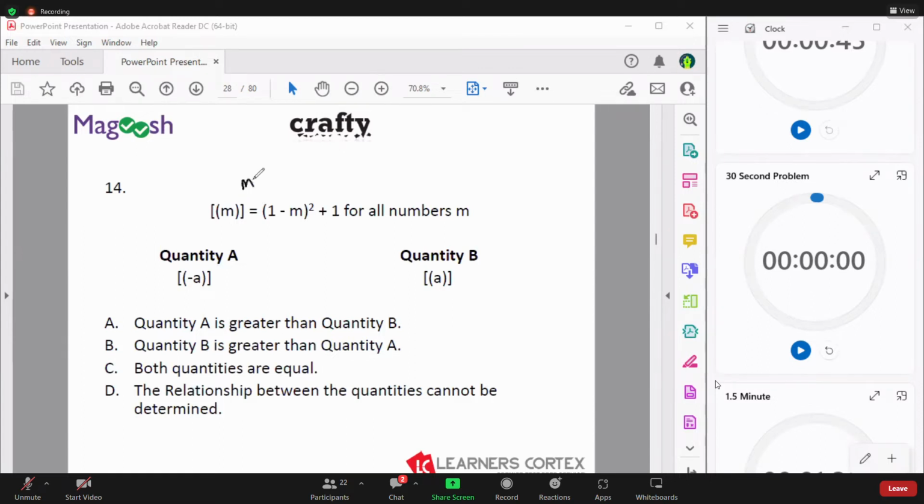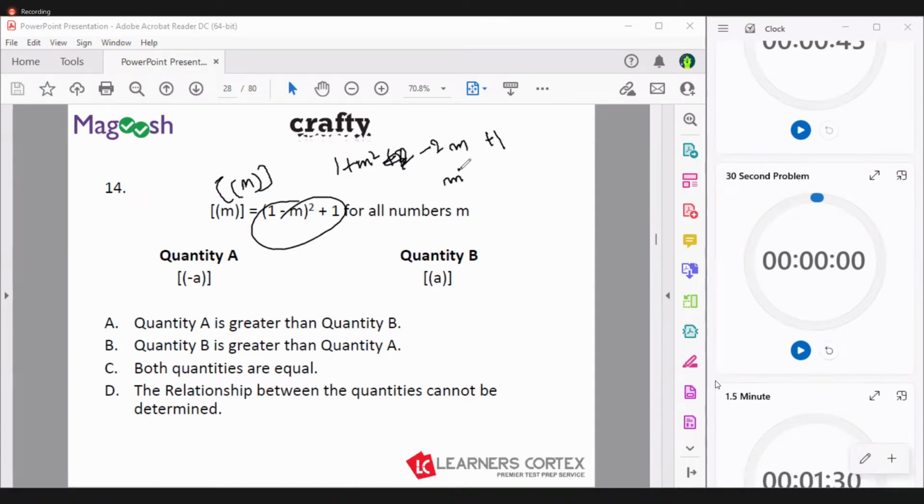So m and then brackets here. First of all, what we'll do is solve this. So this becomes 1 plus m square minus 2m, and then 1 plus 1. So this will become m square minus 2m plus 1 plus 2. Now if, let's say, it is minus a, instead of m you plug in minus a, or 1 minus a.